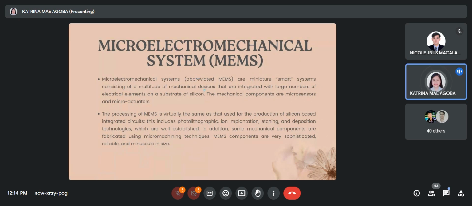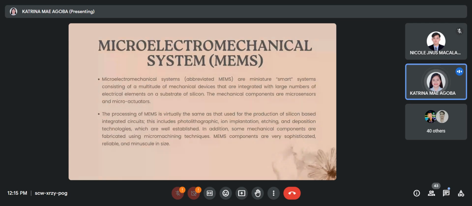The microelectromechanical system, abbreviated as MEMS, are miniature smart systems consisting of a multitude of mechanical devices that are integrated with a large number of electrical elements on a substrate of silicon. The mechanical components are microsensors and microactuators. The processing of MEMS is virtually the same as that used for the production of silicon-based integrated circuits.